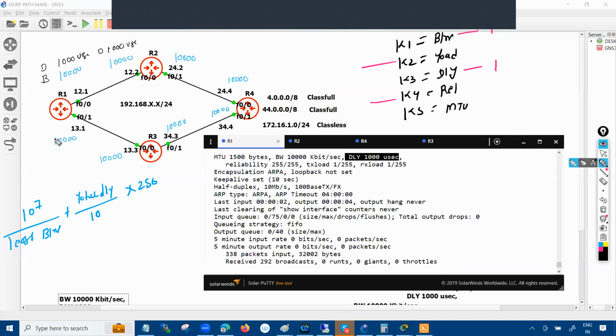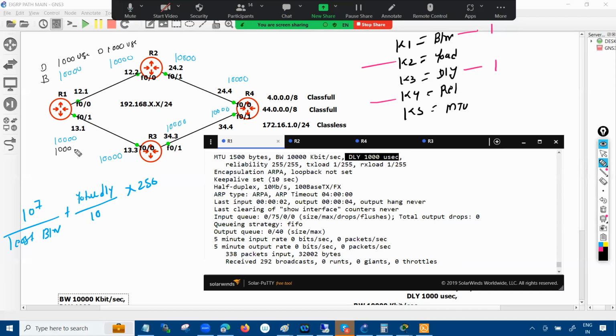So the delay is 1000 microseconds, and this one is also 1000 microseconds. This is the bandwidth and this is the delay, again this is the bandwidth and this is the delay. Same way, this is 1000 microseconds and this is also 1000 microseconds. These are the default delay and bandwidth for each interface.